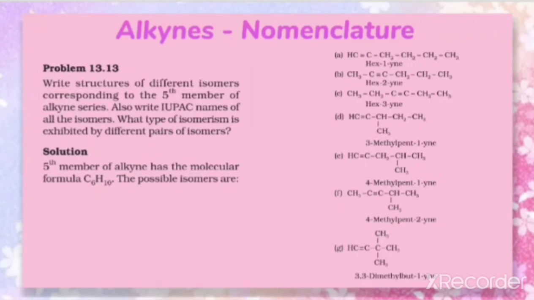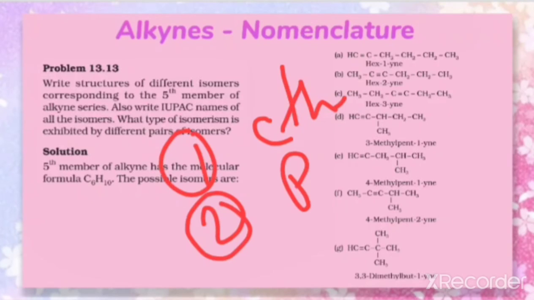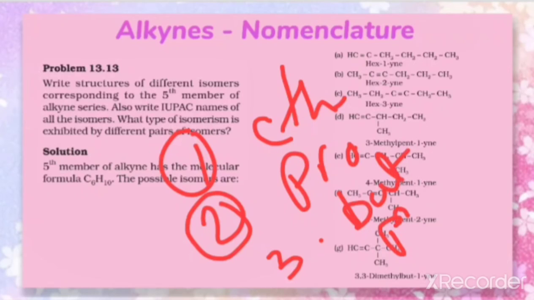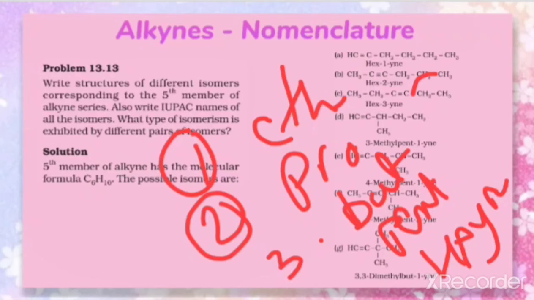Now which one is the fifth member in the alkyne series? The first member is ethyne. Second member is propyne. Like this, when you count it, the third member is butyne, the fourth member is pentyne, and the fifth member is hexyne. So the molecular formula C6H10 is the molecular formula for the fifth member of the alkyne series.